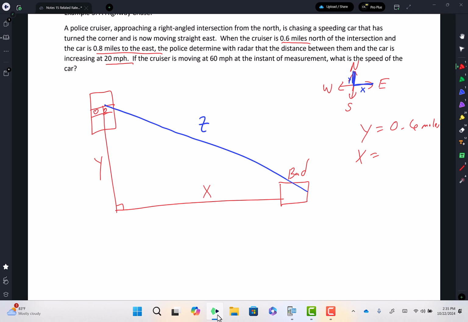Okay. X is 0.8. So do not write 0.8 here unless it's static. And I don't know what z is, but we can find it. Let's see. What else do I know? With radar, the distance between them and the car is increasing at 20 miles per hour. That is dz/dt. 20 miles per hour.